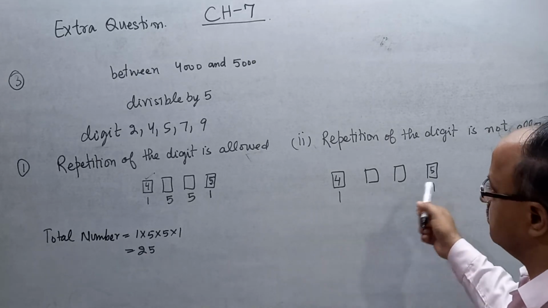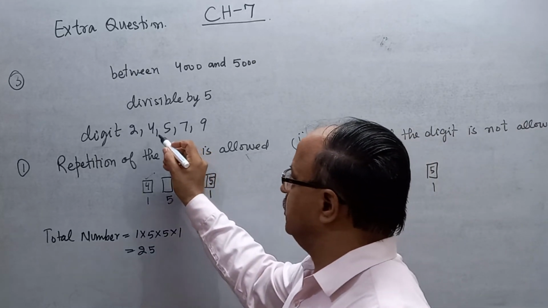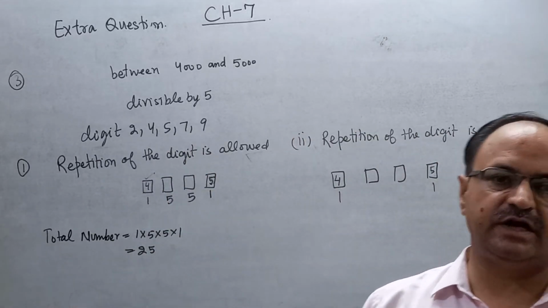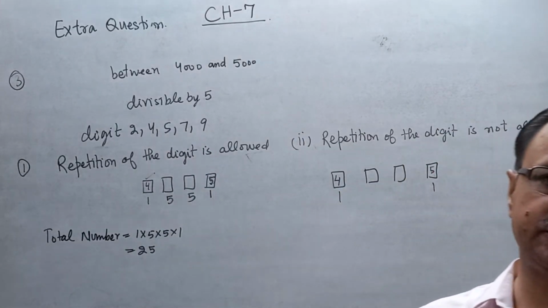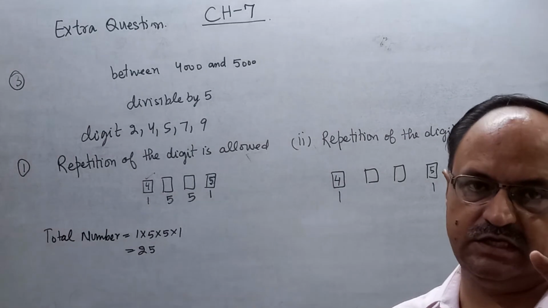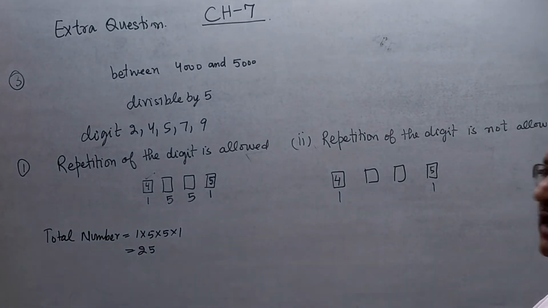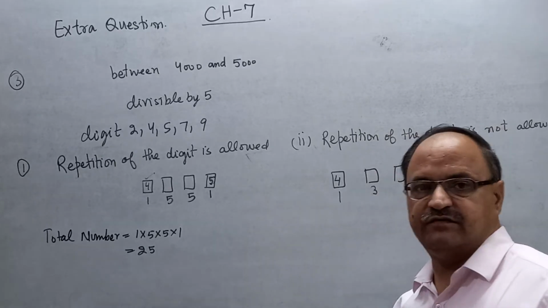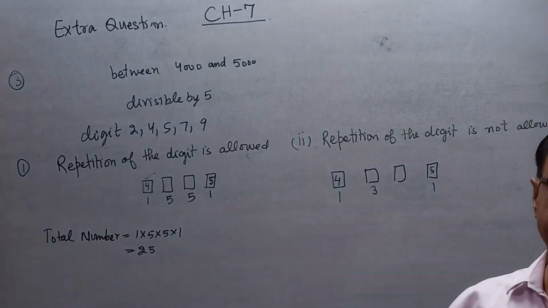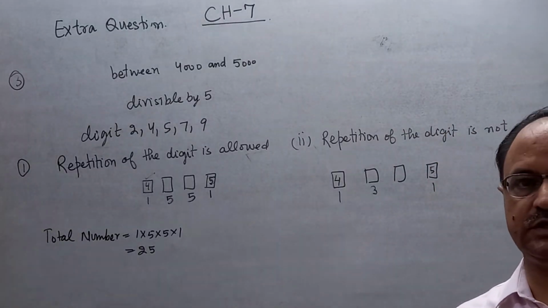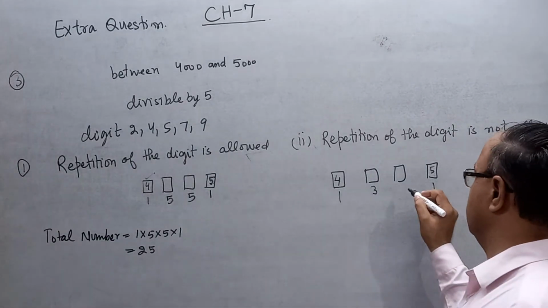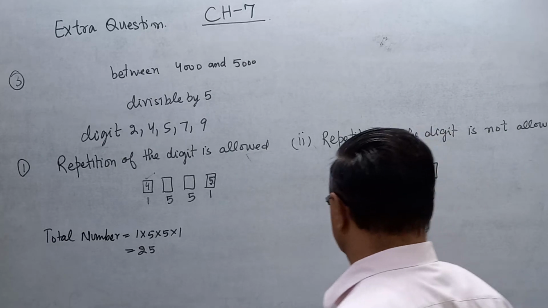When you put the two numbers 4 and 5 here, the remaining digits are only 3: 2, 7, 9. Clear? 2, 7, 9. So you can fill this column in 3 different ways. When you put any number from the remaining digits, you can fill this column in 2 ways.